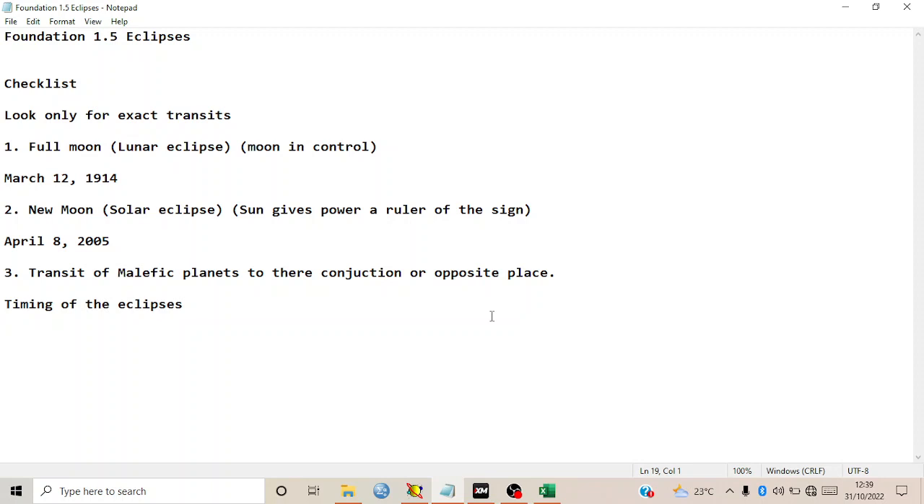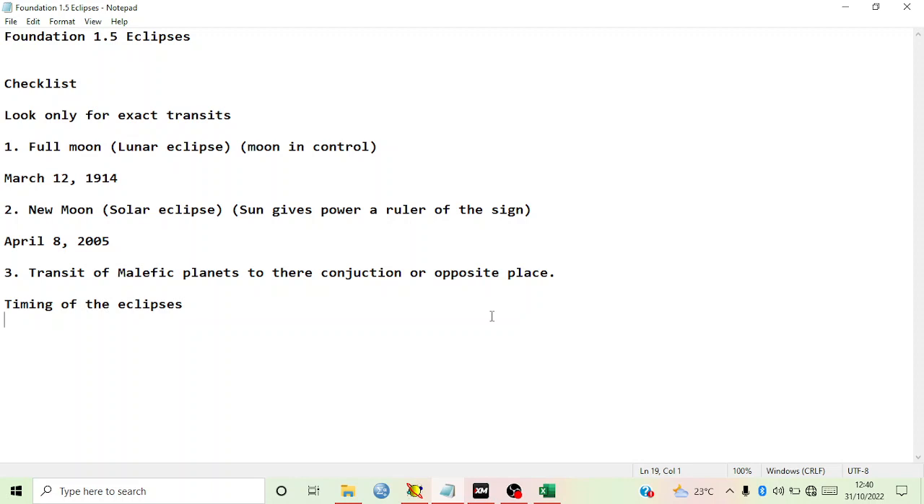In this video, I'm going to be looking at eclipses. So I'm going to call this video Foundation 1.5. This should be the last part, or the third last part, of the foundation videos. What I'm going to be looking at, the checklist today, is we're only going to be looking for exact transits. The only thing that we need to look for are exact transits of these eclipses on the directional places or the radix places of the general significant factors.